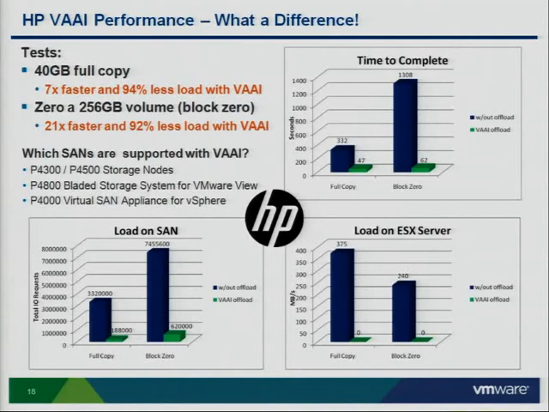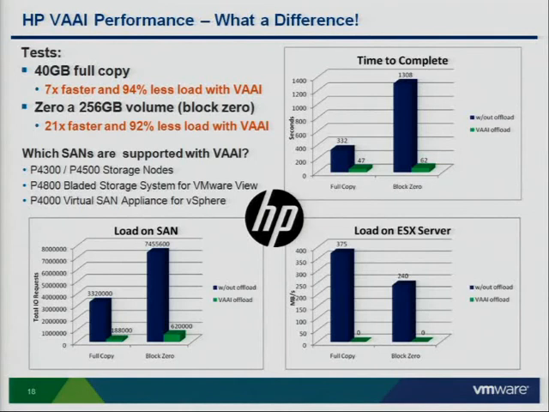And on the lower left there, on the load on SAN, significantly fewer I/O requests are being observed with VAI. And on the lower right there, it shows 0 for full copy with VAI. It's 0 because the operation is offloaded to the array, so there's no bandwidth usage placed on the ISLs.